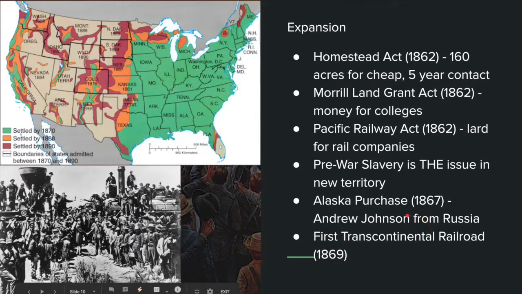operation of orders there. Now we're also going to get the first transcontinental railroad in 1869. It's going to meet over here in Utah, right? So it's built from Sacramento to Utah and then out and connects to all these railroads that are already established in the West. So that is an important development as well.